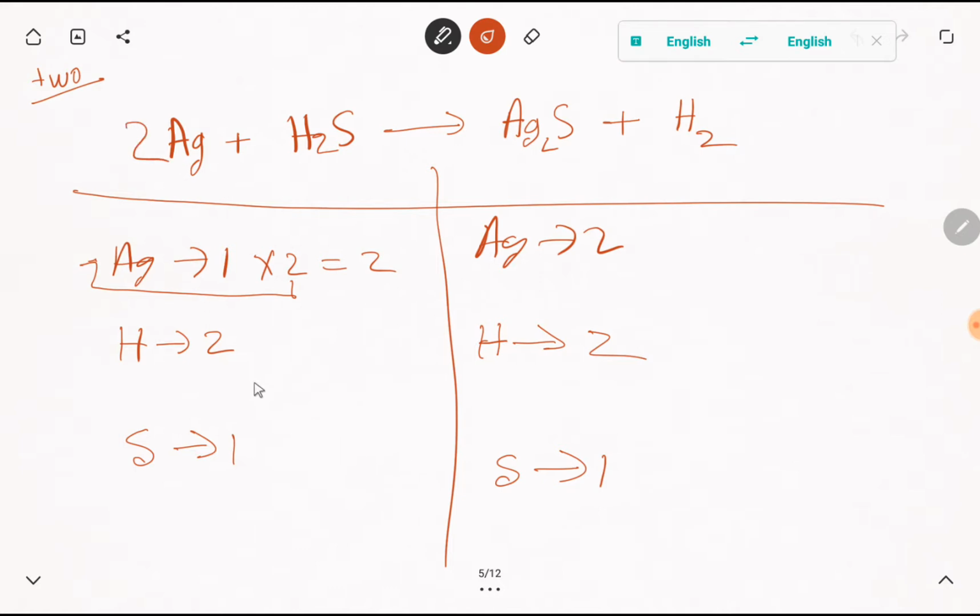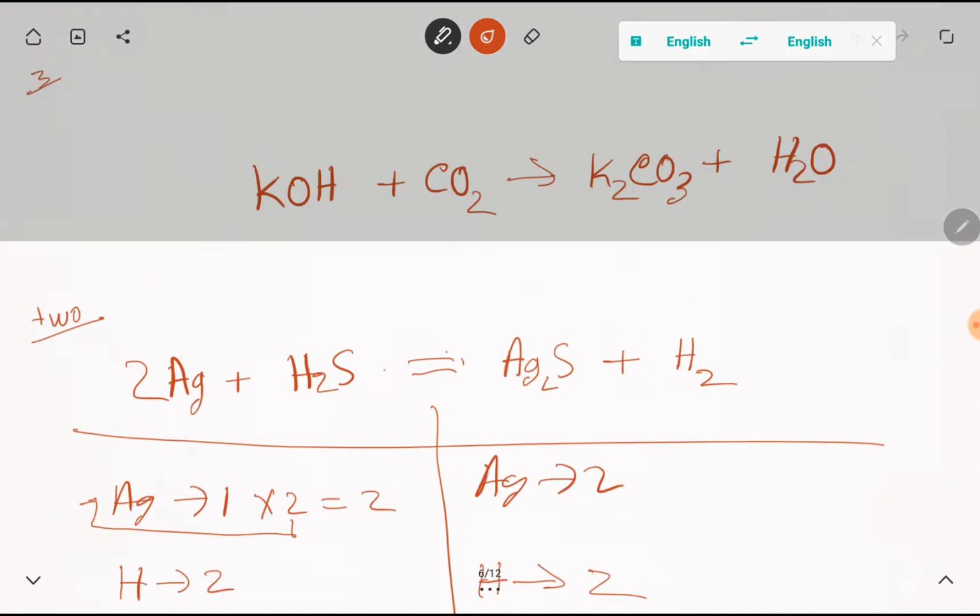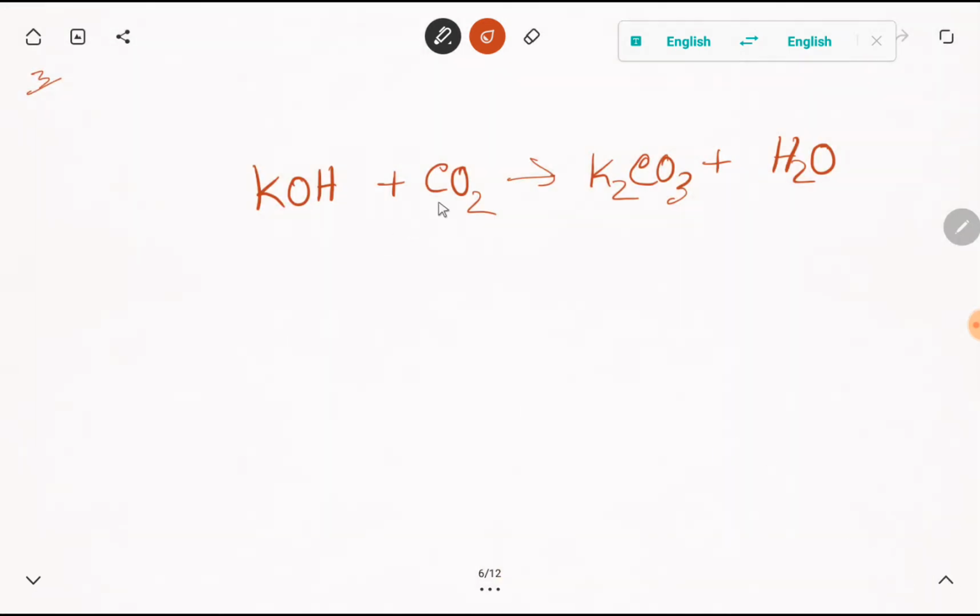Then look, silver 2, 2, hydrogen 2, 2, sulfur 1. So everything is balanced. So you can say that this is the balanced reaction. Okay, at last you can change this arrow sign to an equal sign. Okay, let us take another example. How to balance this reaction?